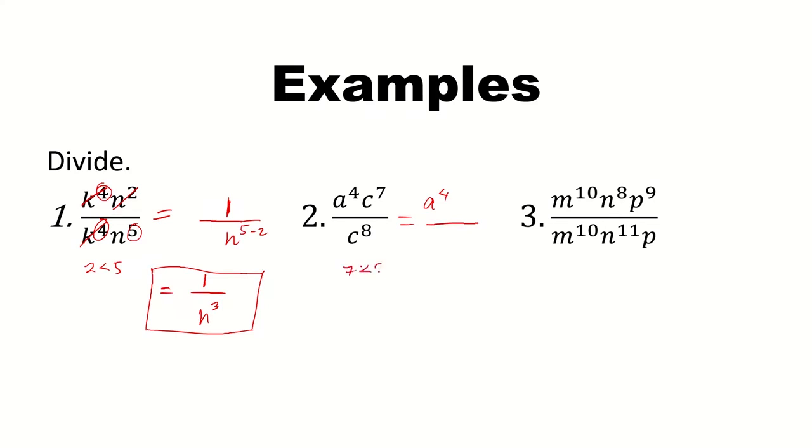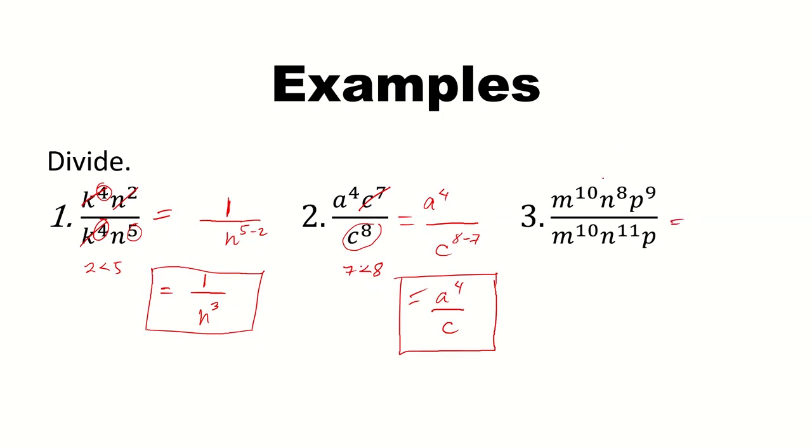c 7 is less than 8. So this is case 2. In other words, 8 is greater than 7. So we put the c in the denominator. Then we subtract the exponents with those bases with c. So 8 minus 7, because this will be cancelled out. So 8 minus 7 is 1, or simply c. Okay, let's proceed to number 3.